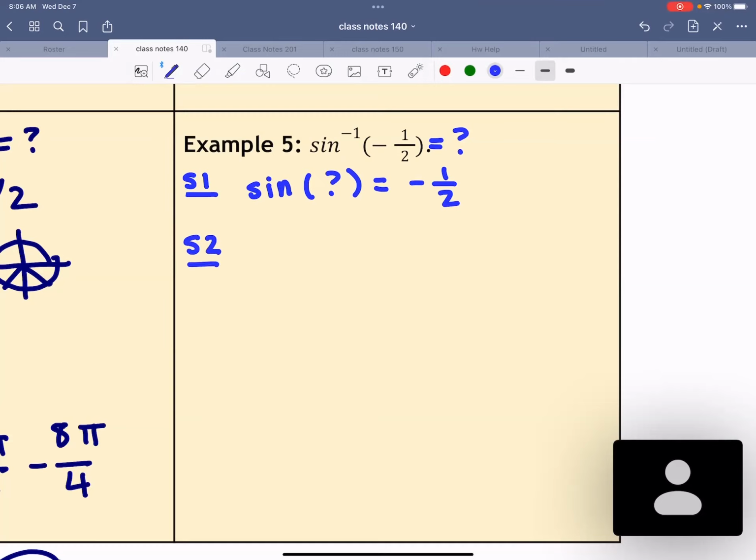Now, step 2 is to look at your unit circle. Is sine the x value or the y value on the unit circle? The y value, right? So you're just going to take a look at your unit circle and look for every single angle where the y value is -1/2. Which angles are those?